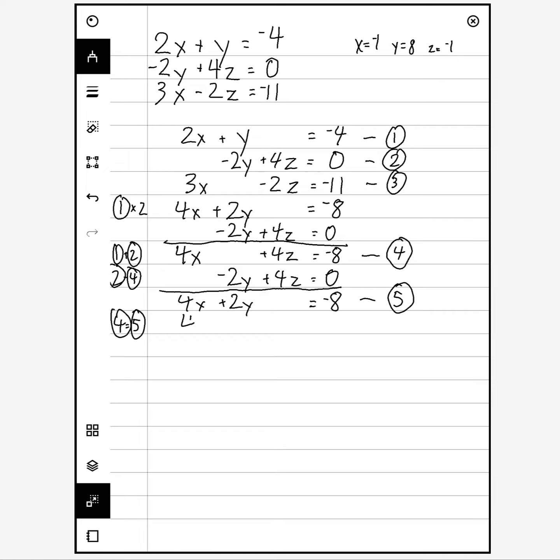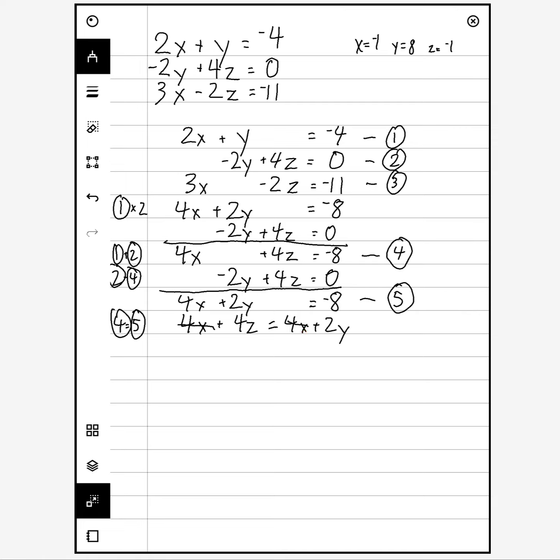So let's do this. 4x plus 4z. Okay, I'm going to break my rule of having everything in the x, y, and z columns because I'm having 2 equations here. So let's do this. 4x plus 4z is going to be equal to 4x plus 2y. The reason I wanted to make this equation is because I have 4x on this side and on this side, so I can cancel that out.